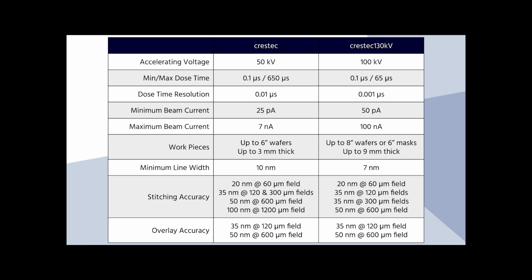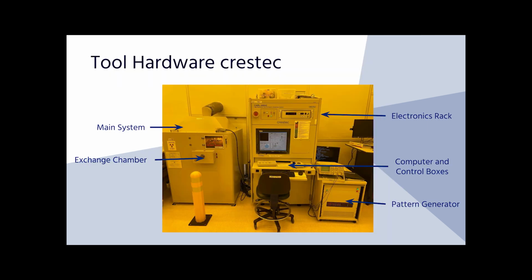For both systems, the stitching specification depends on the field size being used, with better stitching for smaller write fields. Overlay specification is 35 nanometers if using the 120 micron field and 50 nanometers if using the 600 micron write field for both systems. Looking at the physical hardware, we can see that the tool is made up of multiple different subunits. On the very left, we have the main system with the exchange chamber or load block. Next, we have the electronics rack with the computer and control boxes in front of the user.